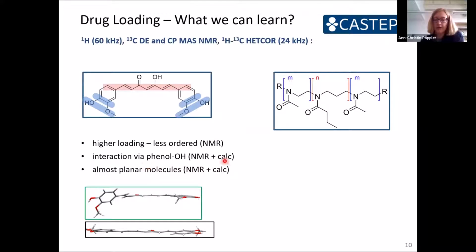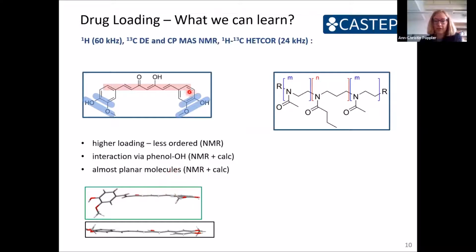And combining the NMR with the calculations, we could see that these polar groups at the outer sphere of the molecule are actually the main responsible coordination partners. So they are the hydrogen bond formation partners. And what we can also see from the calculation is that the molecules inside of the polymer matrix are largely planar, while the crystalline compound, or the most stable form, is actually twisted along the axis of the molecule, as you can see here in this green extract.